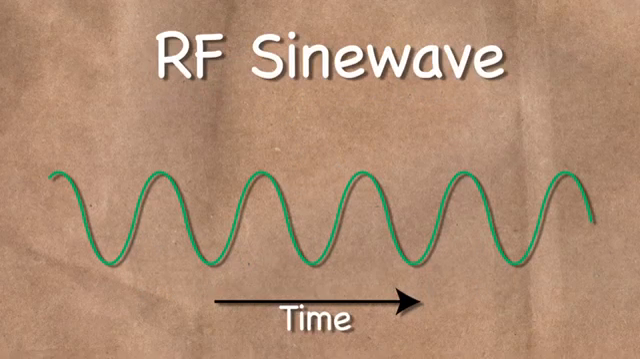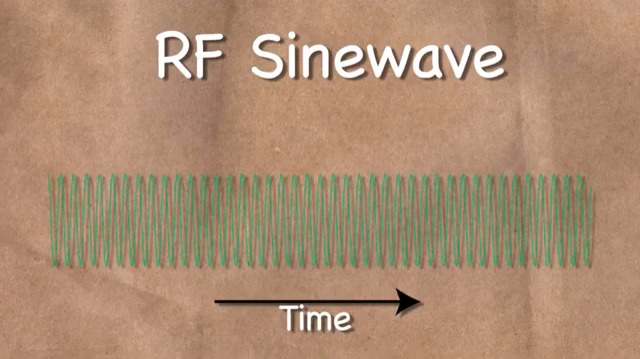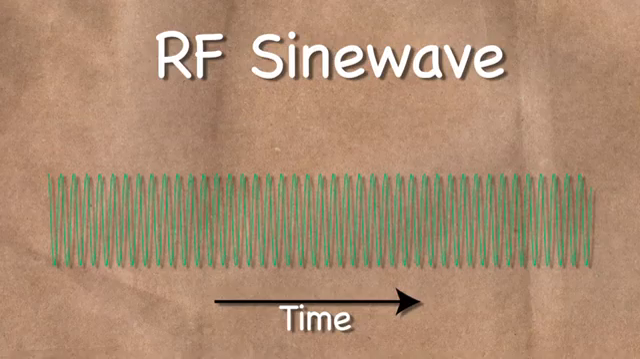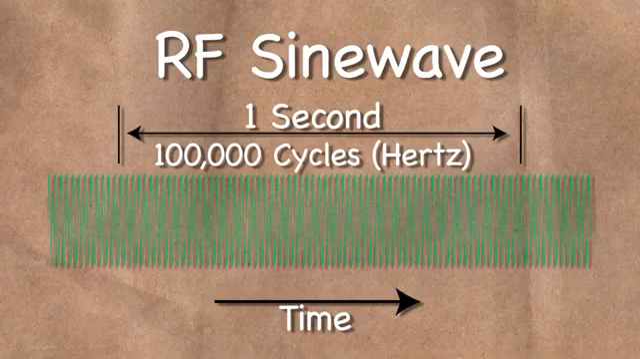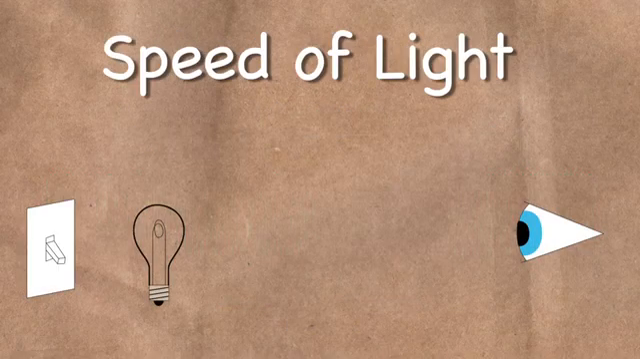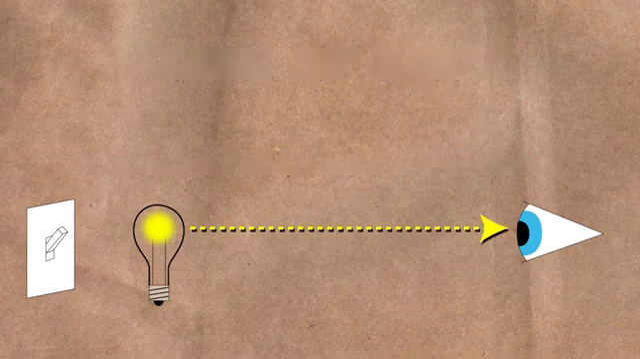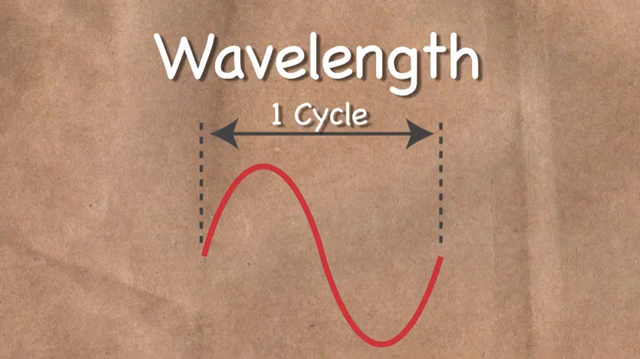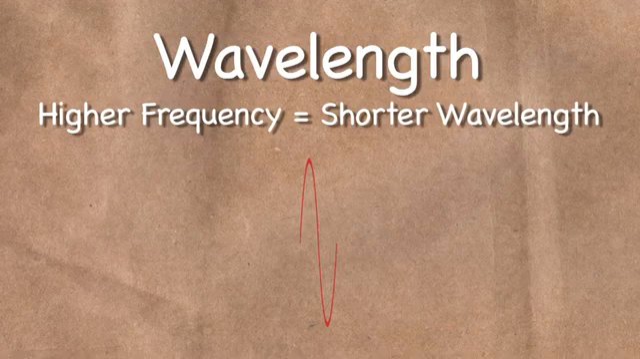How quickly the electric and magnetic fields vary in intensity, or oscillate, determines their frequency. If a radio wave passes through a complete cycle 100,000 times per second, then its frequency is said to be 100,000 Hertz. Radio waves travel at the speed of light, and the distance traveled during one complete cycle determines the wavelength of the RF signal. Lower frequencies have longer wavelengths, while higher ones have shorter wavelengths.